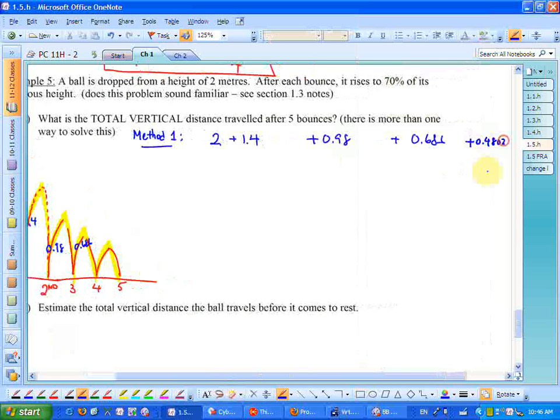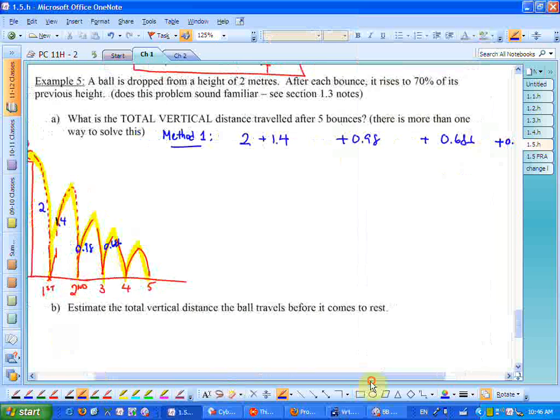Wouldn't that be after 4 bounces? What is the total vertical distance traveled after 5? What I mean by that is right after the 5th bounce. So it's right there, stopping right here. If you go further, this would be like the 6th bounce and 7th bounce. It's just right there, stopping at 5.